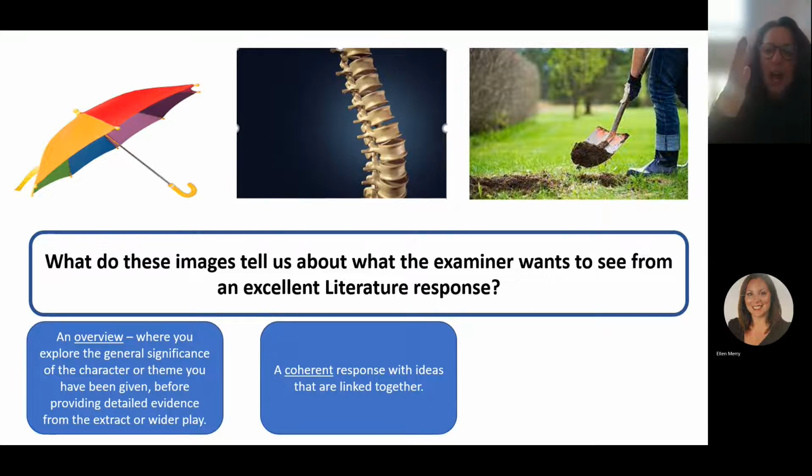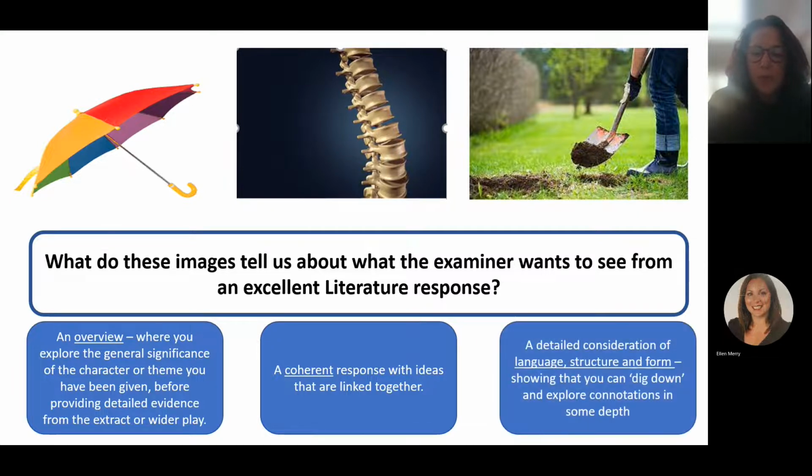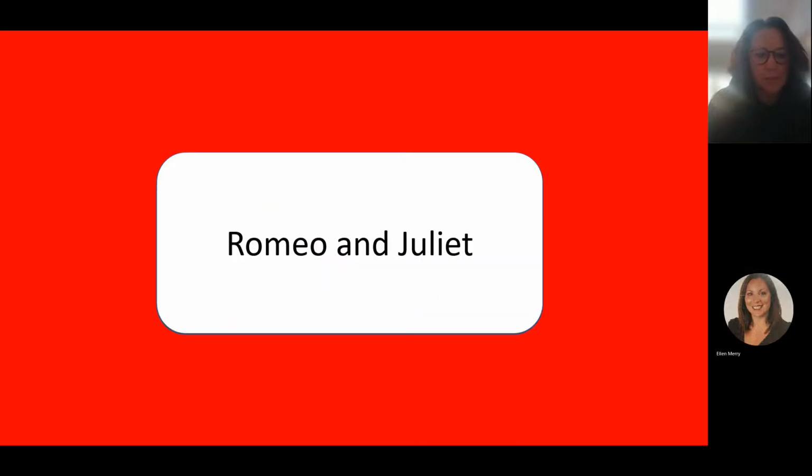They like to see that your ideas are all linked together. It's focused on the question and is convincing in what it is you're trying to present. And also a detailed consideration of language, structure and form. You're showing that you can dig down, you can drill into and explore connotations of single words in some depth. So when you see those images of the umbrella, the spine and the spade, we're talking about an overview, a coherent linked response and digging down into further details.